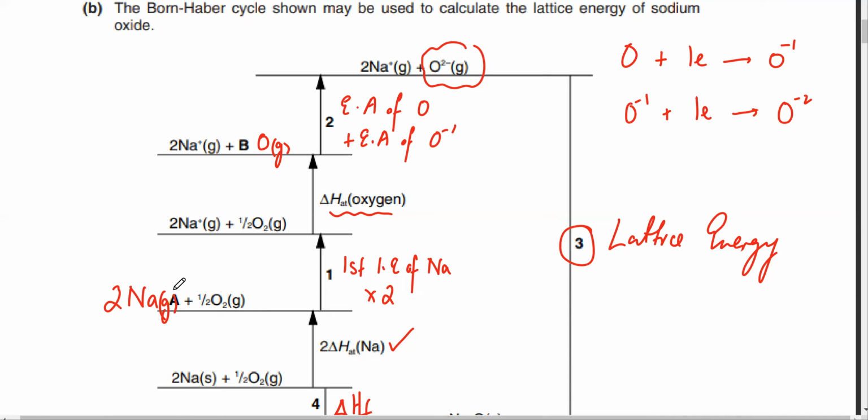Over there, we multiplied it by 2 because it was the same thing happening, but 2 times. It was Na losing 1 electron, but there were 2 sodium atoms. So it was the same reaction happening twice, so it was the ionization energy of sodium multiplied by 2. So is this clear? Yes, sir.